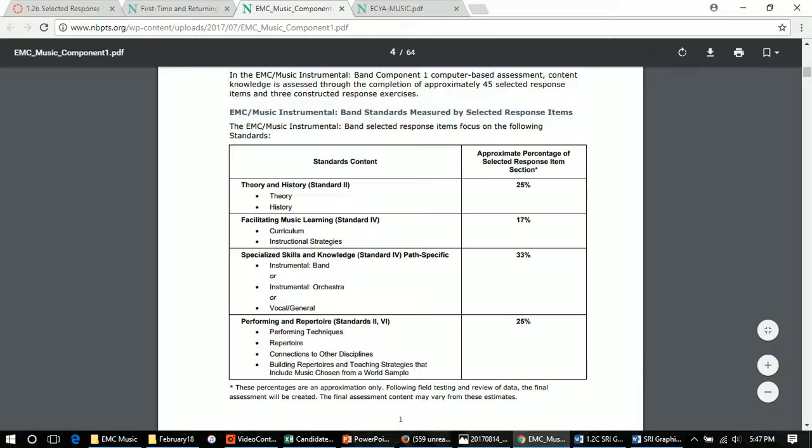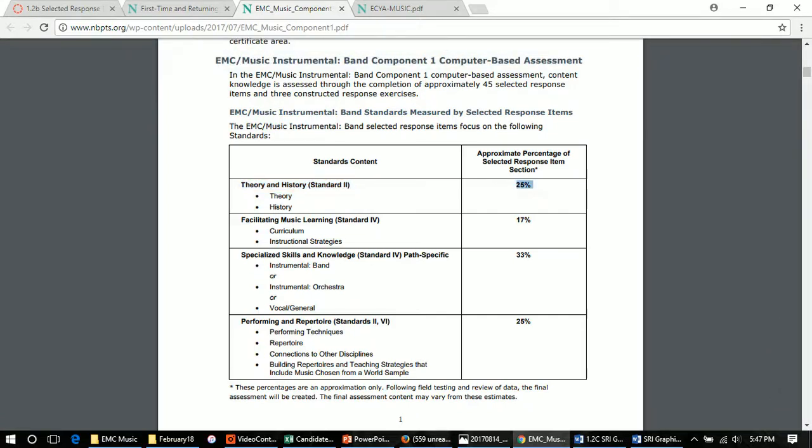So you can see here that the first section, theory and history, is going to be testing me on standard 2. And about 25% of the questions will be dealing with theory and history. Facilitating music learning, which is standard 4, will cover about 17% of the test. Specialized skills and knowledge, which is also standard 4, but it's path specific, will be about 1/3 of the questions. And then finally, performing and repertoire, which will cover standards 2 and standard 6, will be about 25%.